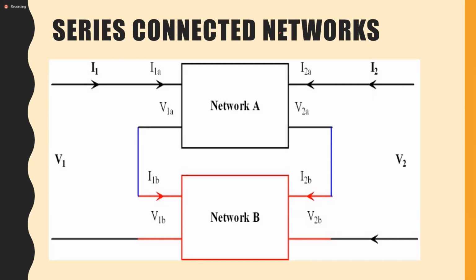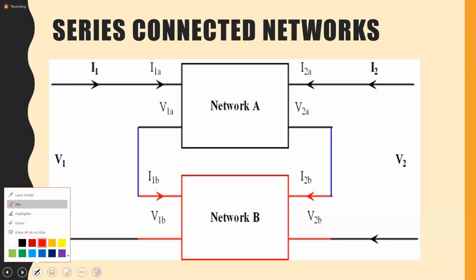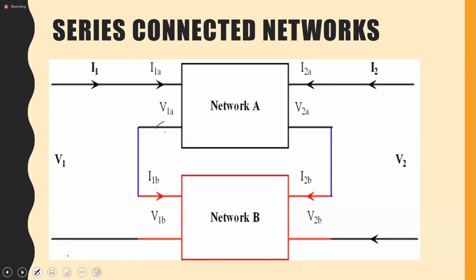Now, folks, let's start on the input side. You agree with me that I1 and I1A would be the same, okay? Now, because the current I1A is entering the upper terminal, you would also agree that the current on the return side would also be I1A. Now, that current is the same current entering network B.